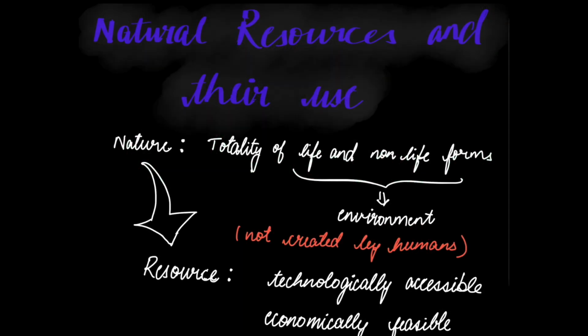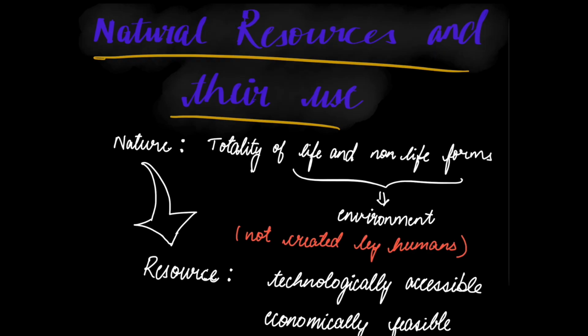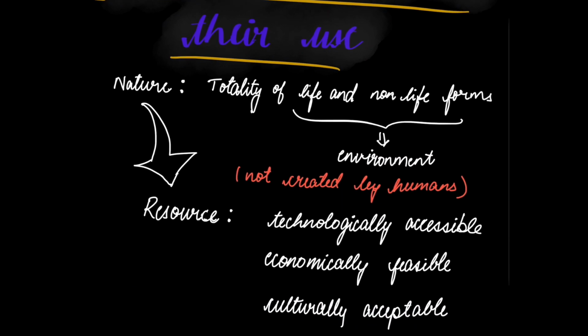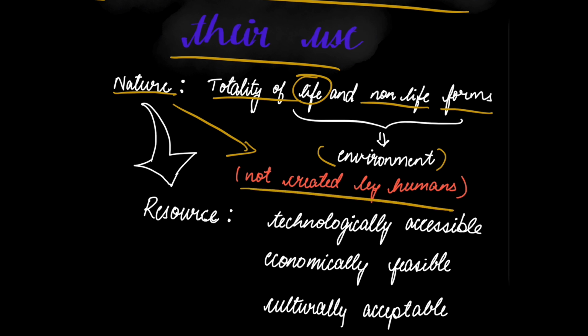In the previous video, we started the chapter Natural Resources and Their Use. So let us summarize part 1, which we have already completed. In part 1 we read that nature is the totality of life, that is biotic and abiotic forms, which will constitute or be a part of the environment. And it is important to note that nature is not created by humans.